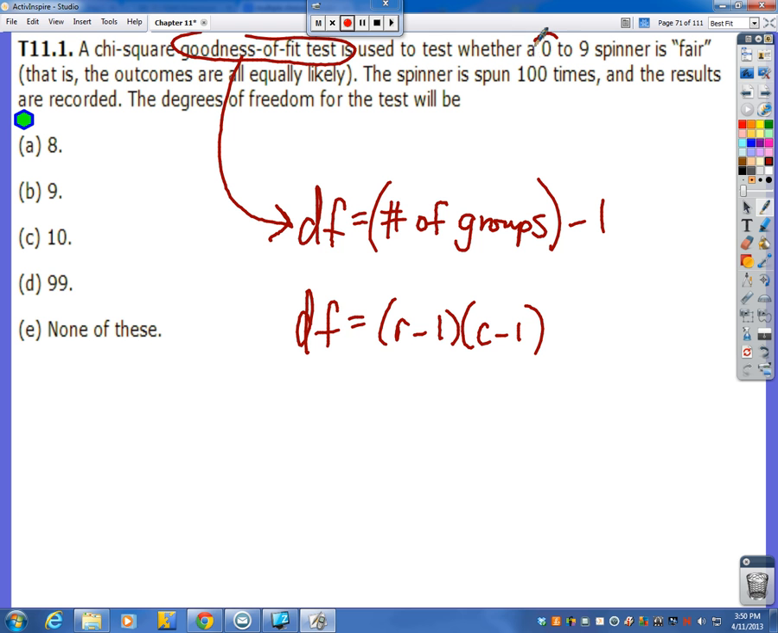You might initially say, oh, 9, because there's 9 numbers, but technically there are 10 numbers from 0 to 9. 0 is, if you want to call it, the 10th number. So we have 10 groups minus 1, so technically you have 9 degrees of freedom. And that is probably why they put 8 degrees of freedom as a choice, because you might look at 0 to 9, say it's 9, subtract 1, and get 8.